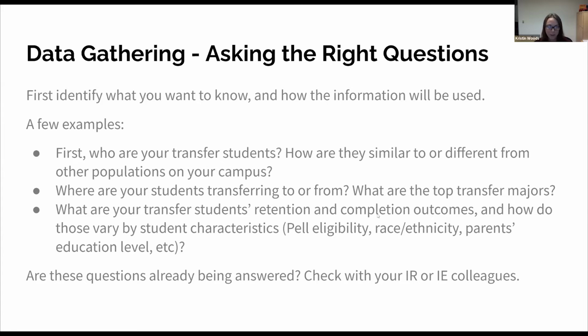So once you've identified your questions, reach out and talk with your institutional research office to see if they already have some of this information. Oftentimes, we try to answer questions that are already being answered in another part of campus, but we just haven't received the information yet. So asking that question is important as you get started. All right, let's jump to the next slide.